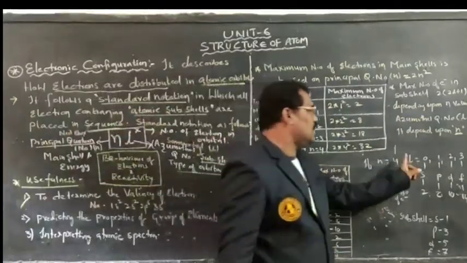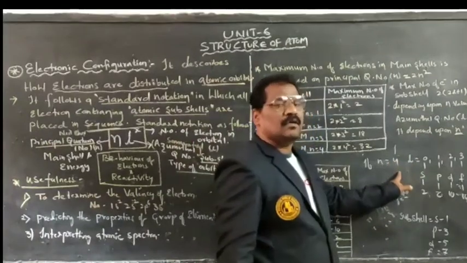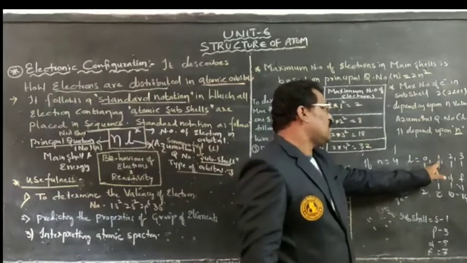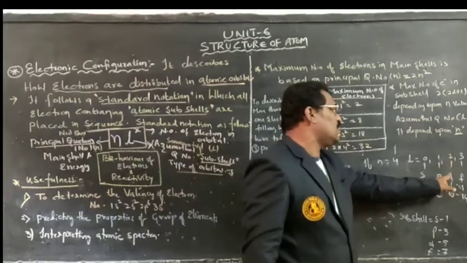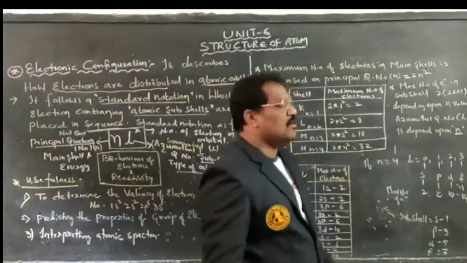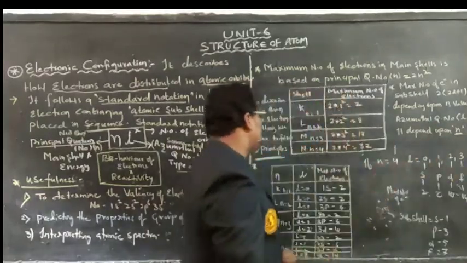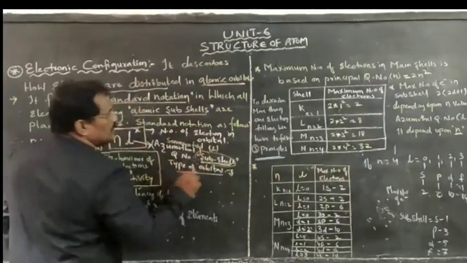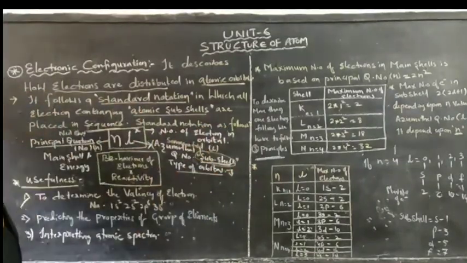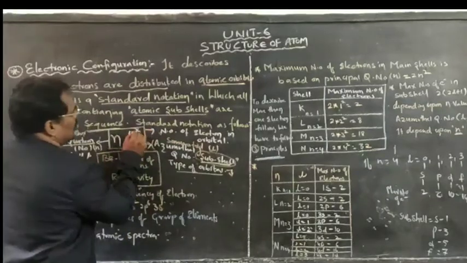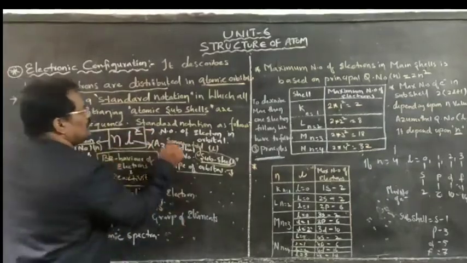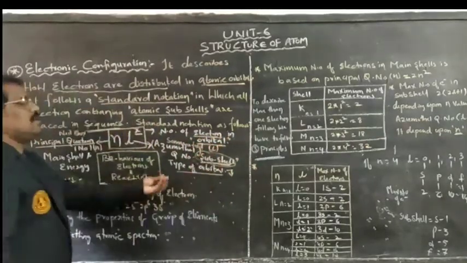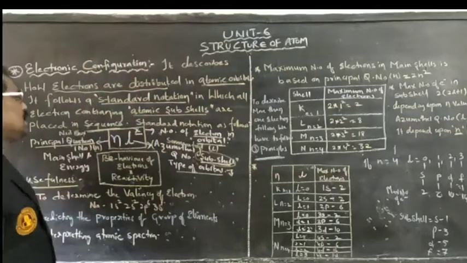We have seen clearly, if n is equal to 4, it means the fourth main shell. l is equal to 0 is the s orbital, 1 is the p orbital, 2 is the d orbital, 3 is the f orbital. In that way, depending upon the azimuthal quantum number, we can identify the subshells of that particular element. Where x represents the number of electrons in the atomic orbital, that is, how many electrons exist in the orbital.